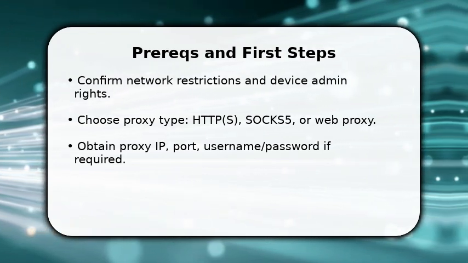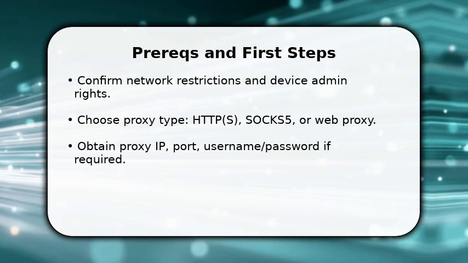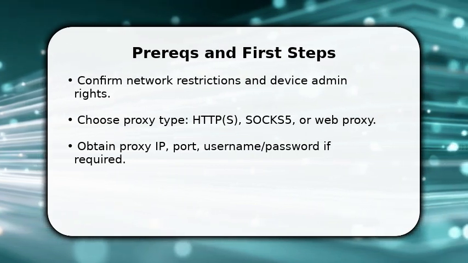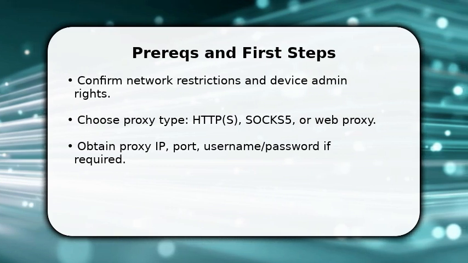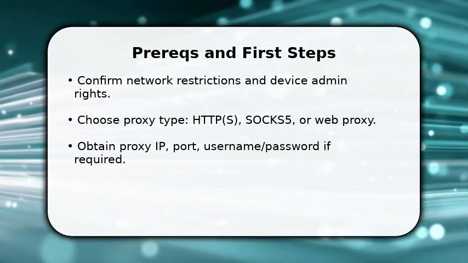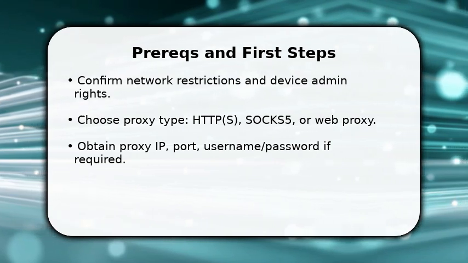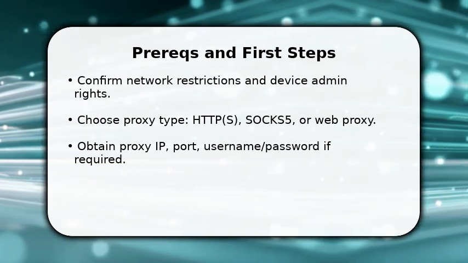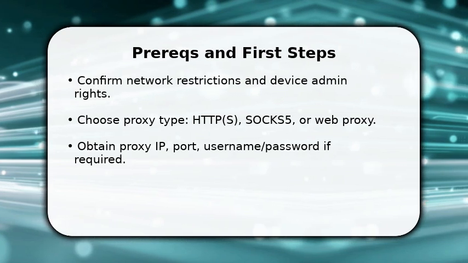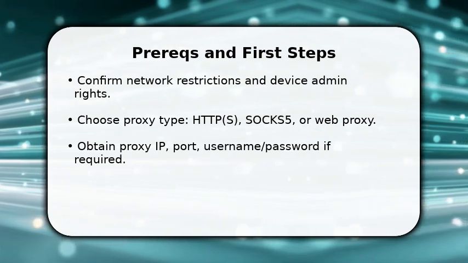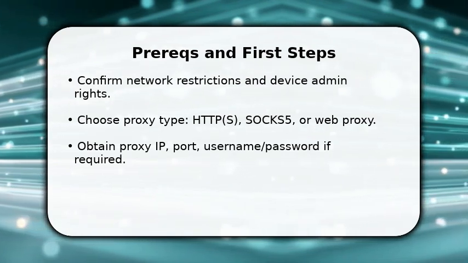Next, pick the proxy type: HTTPS for web traffic, SOCKS5 for apps and tunneling, or a simple web proxy. Once chosen, add the proxy IP and port to your browser or system settings. If authentication is required, enter the username and password now. Make sure to test with a simple site to verify connectivity before continuing.